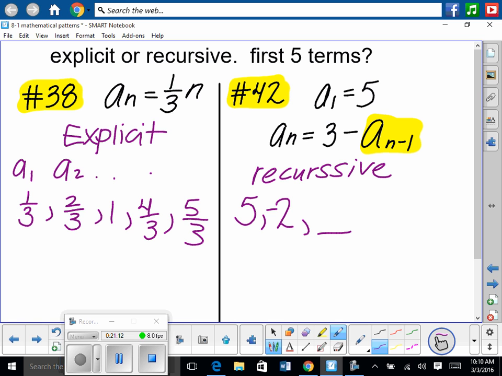Does everybody understand what I'm saying? So 3 minus -2. Won't it be 5? Yeah. Okay. So now we're on this term. You take 3 minus the previous term. So what's it going to be? 3 minus 5. -2. So aren't we bouncing back and forth in this one? So 1, 2, 3, 4. What do you think we're going to be at? 5. Good. Questions?